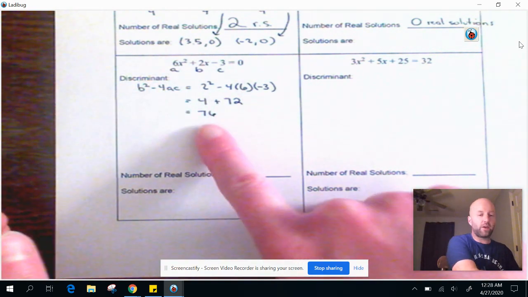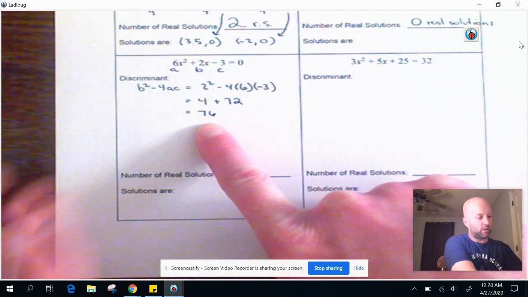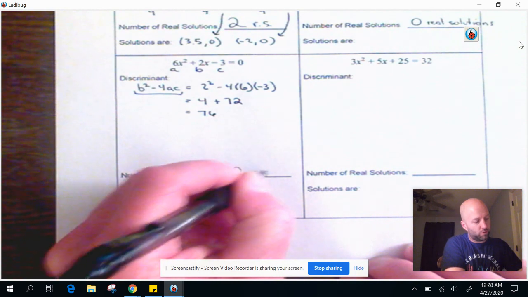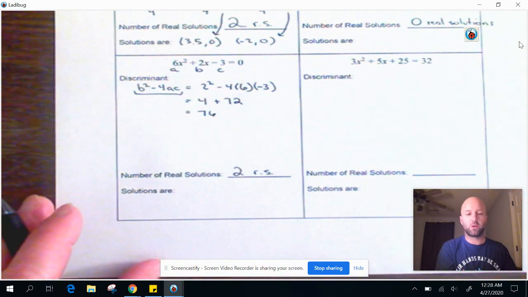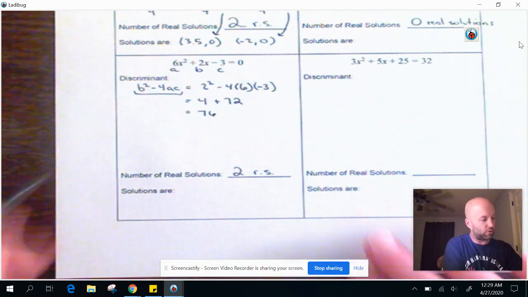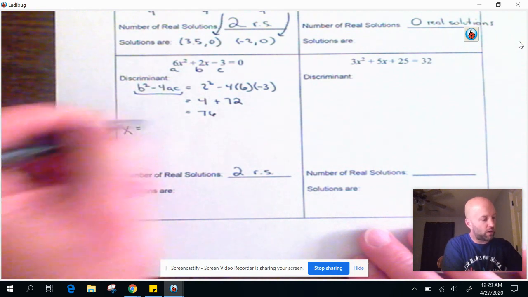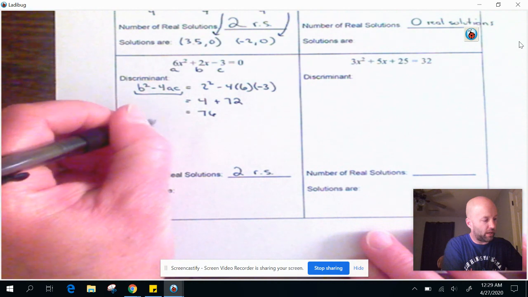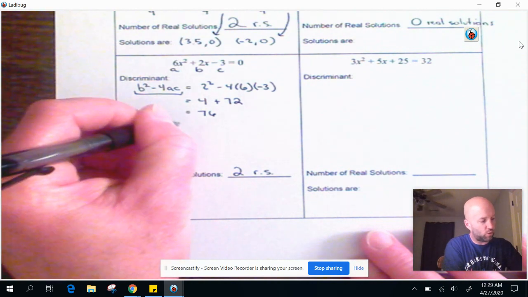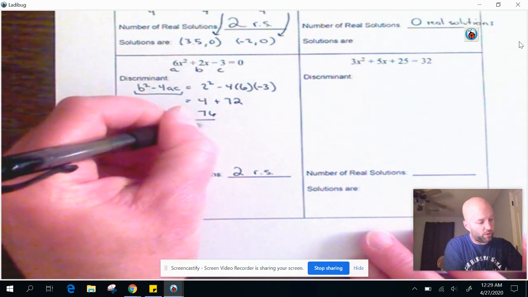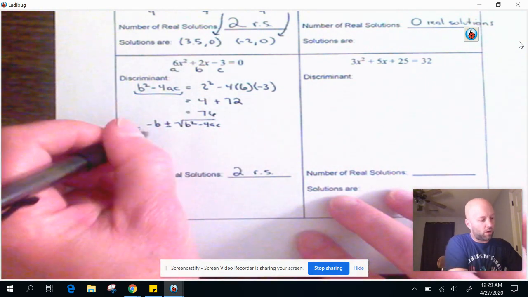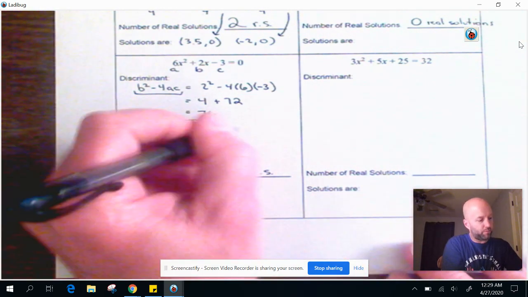Okay, so a positive discriminant means we have two real solutions. Now we're going to use the quadratic formula to find those solutions. So x equals, from our wonderful song and all of your different versions, negative b plus or minus the square root of b squared minus 4ac, that's our discriminant, all over 2a.